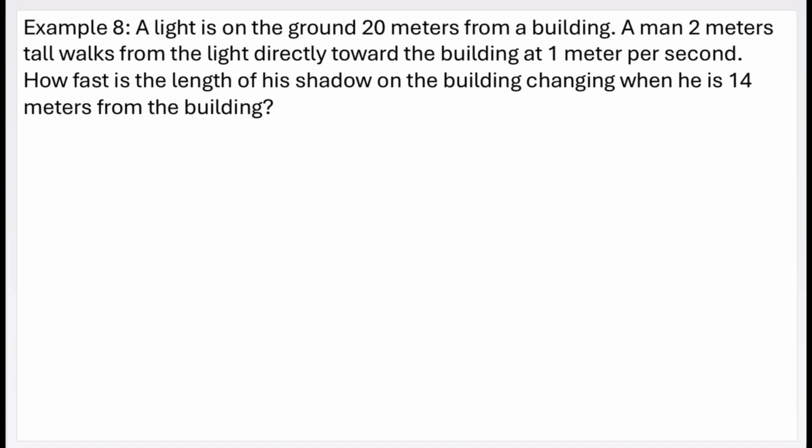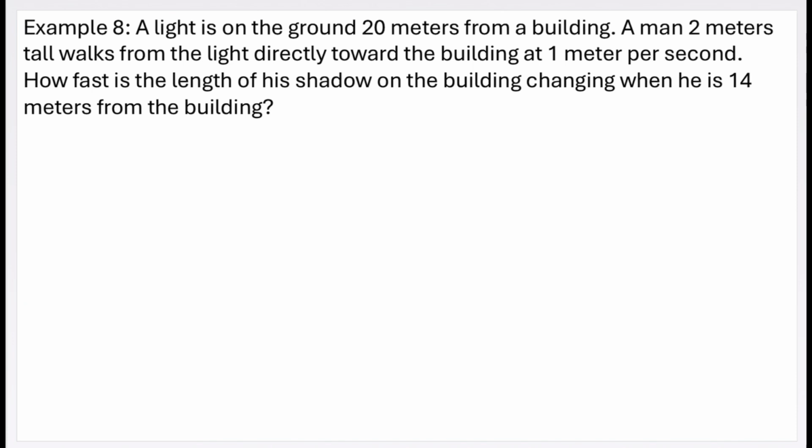So for this example, a light is on the ground 20 meters from a building. A man 2 meters tall walks away from the light directly toward the building at 1 meter per second. How fast is the length of his shadow on the building changing when he is 14 meters from the building? So for this one, I feel like I really need a picture to see exactly what's going on.